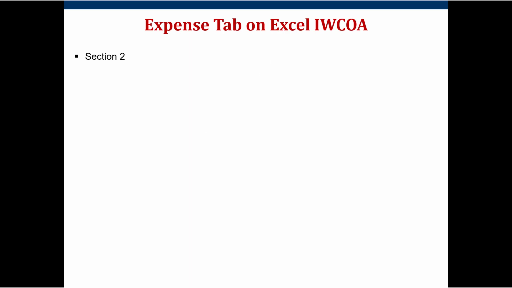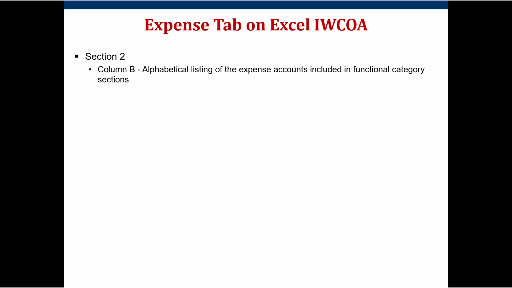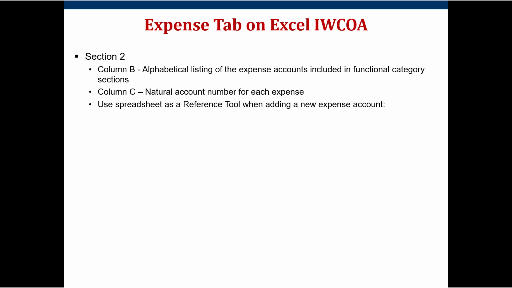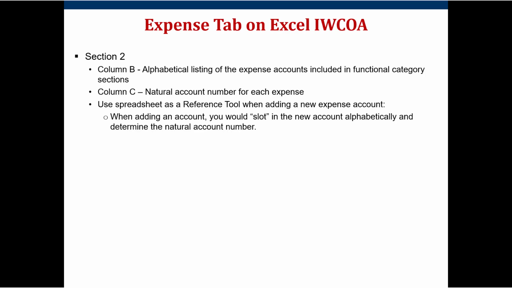Section 2. Column B is an alphabetical listing of expenses listed in the functional category sections. Column C is the natural account number for each expense. We have included this spreadsheet as a reference tool if you need to add a new expense account. When adding an account, you would slot the new account in alphabetically and determine the natural account number.